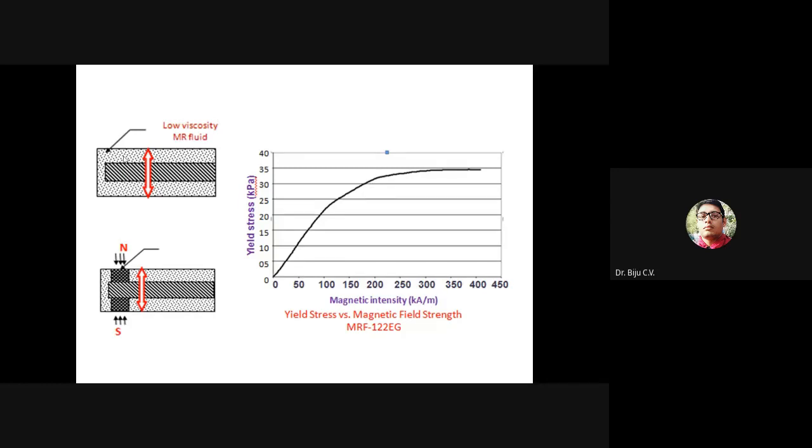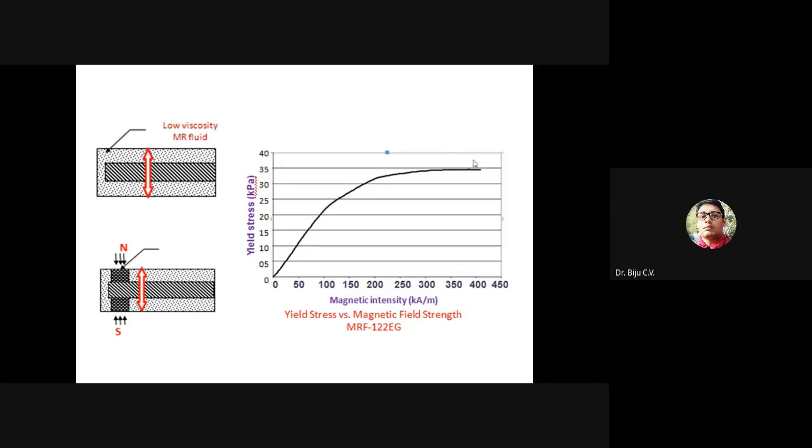There is a hollow portion in which MR fluid is filled, and also coaxially one more bar is placed. Then in the absence of the field, it is free to oscillate, the resistance will be less, the damping will be less. But once you actuate the system, or the magnetic field is applied, then it will be a semi-solid region, and it will offer resistance to the oscillation.